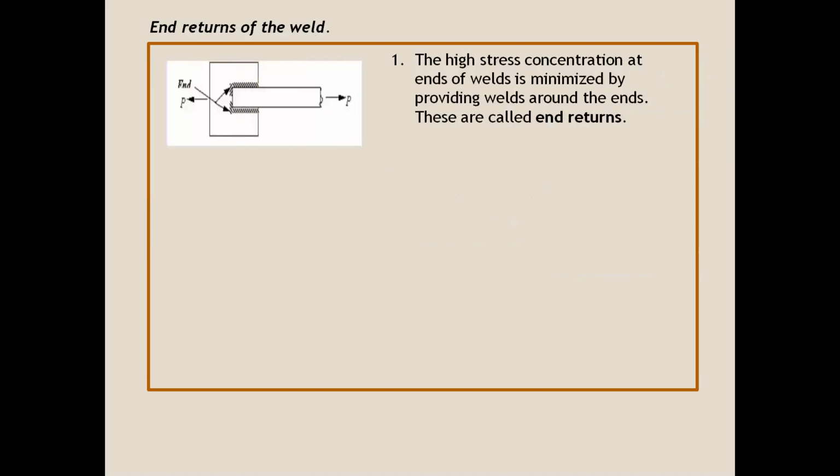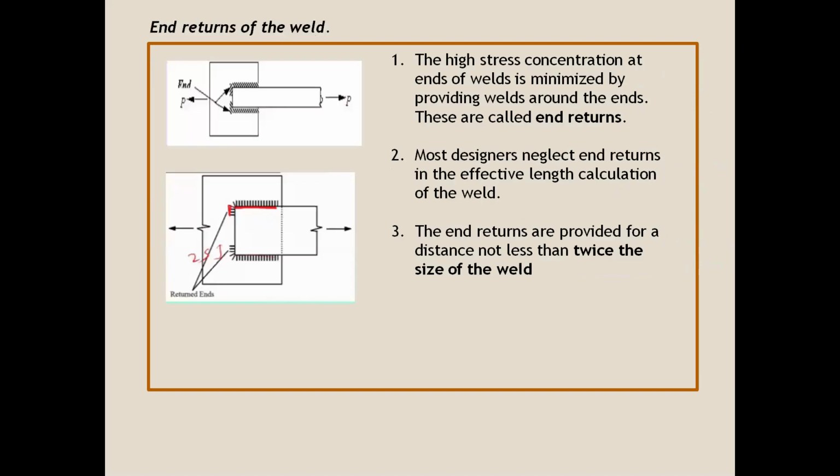Now the end returns of the weld. When connecting two plates, the high stress concentration at the ends of welds is minimized by providing welds around the ends. These are called end returns. We weld around both ends, applying welding around the ends. These are called end returns.